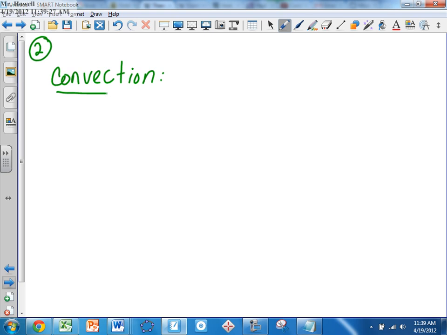Alright, next. So, our first type was conduction. Now, these words are very similar, guys. Please don't confuse them. The last word was conduction. This word is now convection. Very different words, but they look similar. So please make sure you don't misconstrue them. Now, first of all, convection.